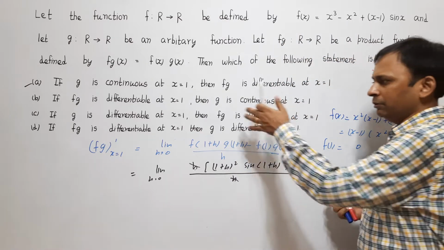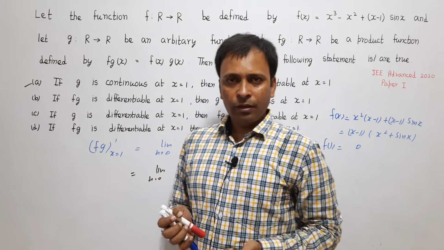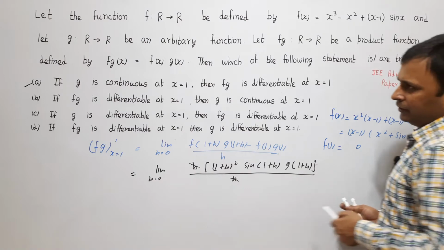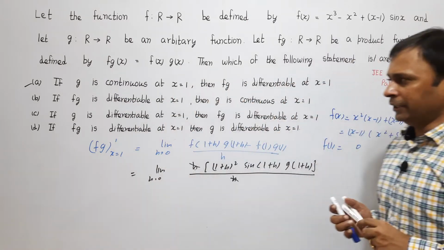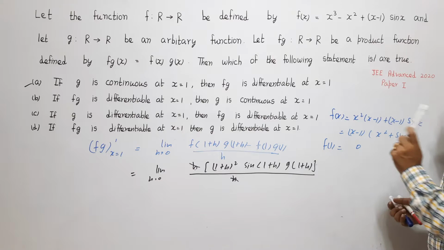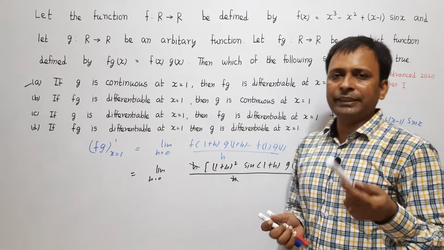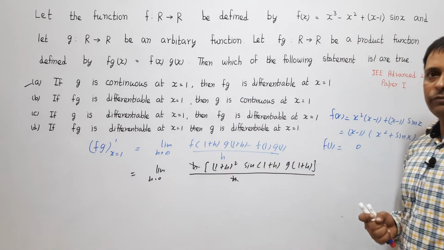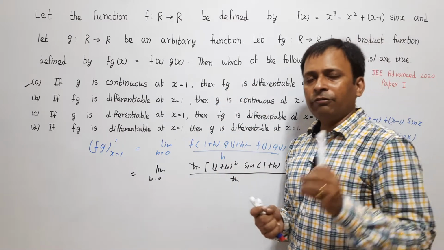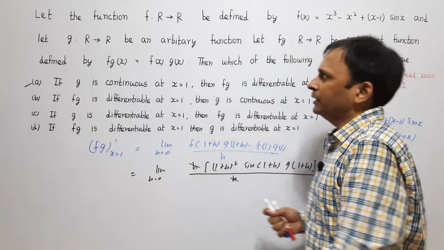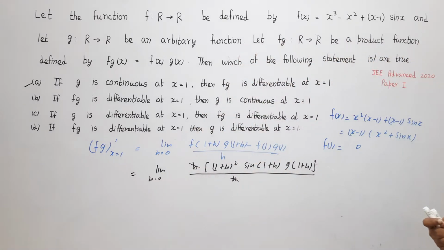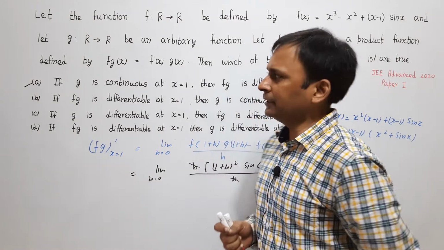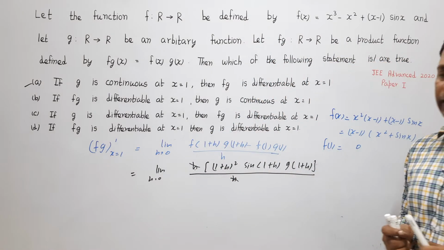Otherwise also, without doing all this calculation, by the theory of differentiability we can know that if the function g is continuous at x equal to 1 and the value of f of 1 vanishes at x equal to 1, then this function f into g will always be differentiable, irrespective of whether the arbitrary function g(x) is differentiable or not. It will not depend upon the differentiability of g(x), and hence option A is the right answer.